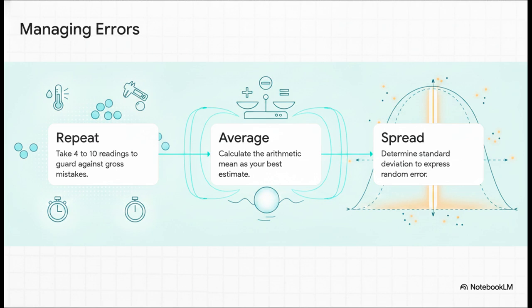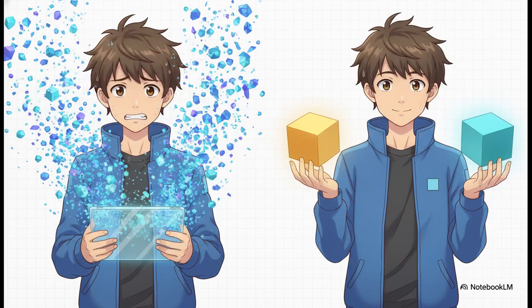Step 2, calculate the arithmetic mean, or the average. That mean acts as a sort of shock absorber, smoothing out those random errors and giving you your best estimate of the true value. And finally, step 3, calculate the standard deviation. This gives you a hard mathematical number for your data spread, telling you exactly how much random error you're dealing with. Now, when you're finalizing all this math, you'll usually want to express things as a percentage or relative error.